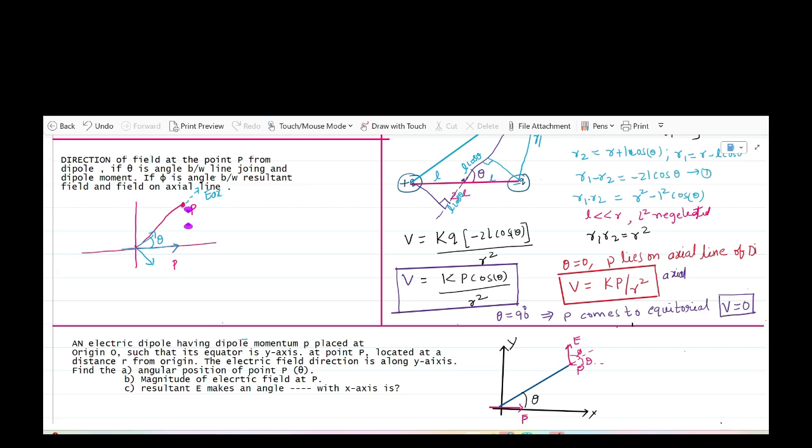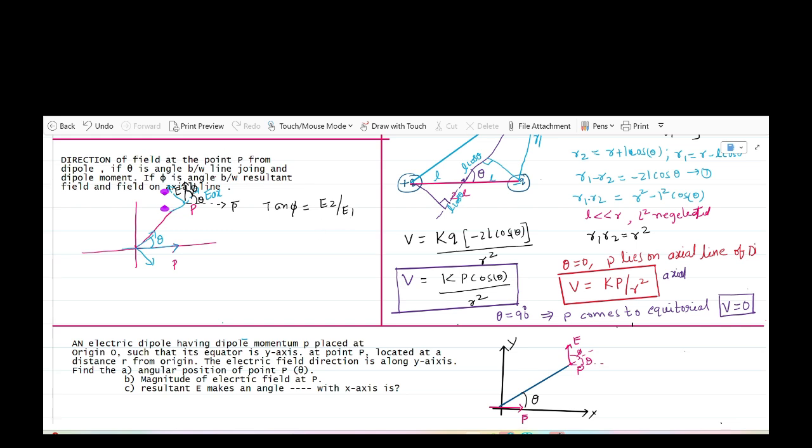And now opposite to the dipole moment, there is an E equatorial, opposite to this one. So now the resultant field of these two is E, making angle phi with E axial and theta with the horizontal x axis or dipole moment. So then if you see here, tan phi is equal to E2 by E1.